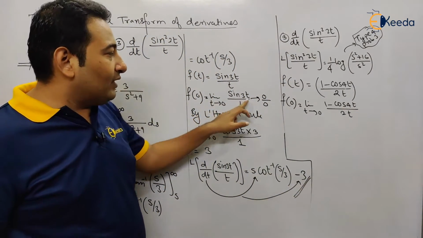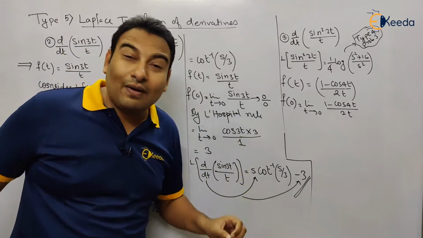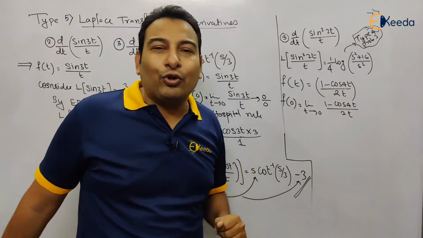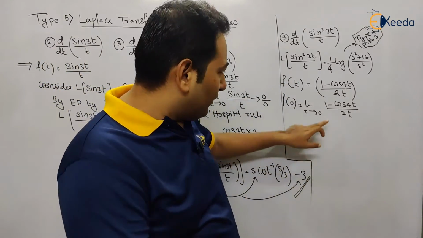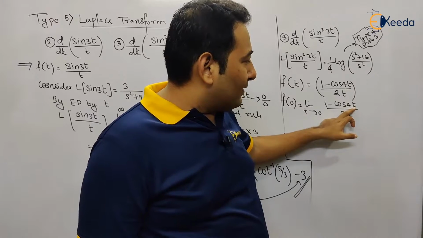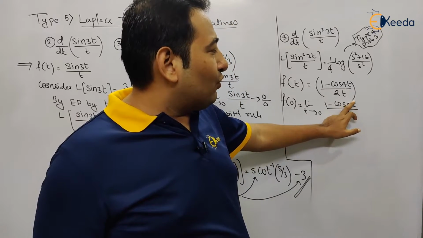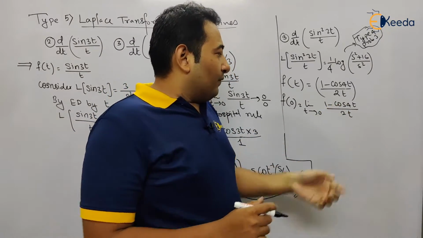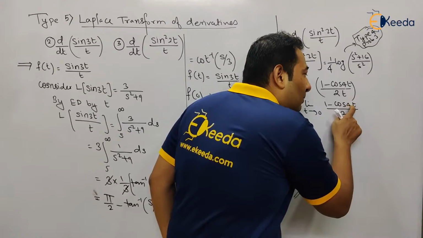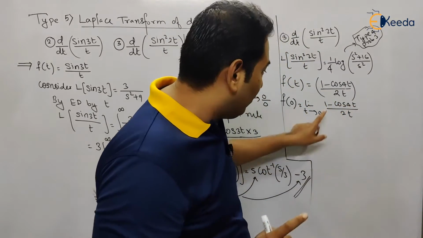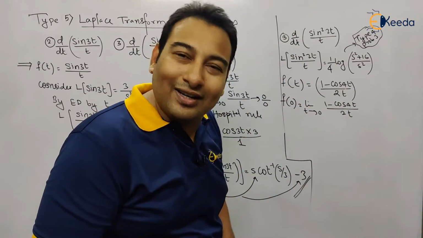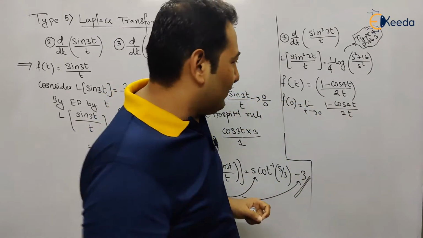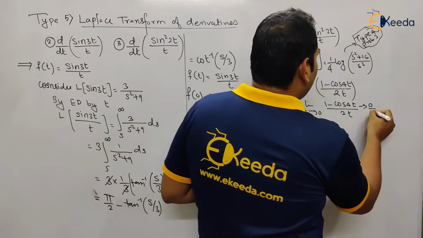See here, after putting the limits, we got 0 by 0, which is not a valid solution. Therefore, we move on and take L'Hospital's rule. Let us check. If we put t as 0, this angle will become 0, this will become cos 0, and cos 0 is 1. So this will become 1 minus 1, and 1 minus 1 is 0. And if you put t as 0 in the denominator, that will be 0 by 0. So we need to go ahead with L'Hospital.